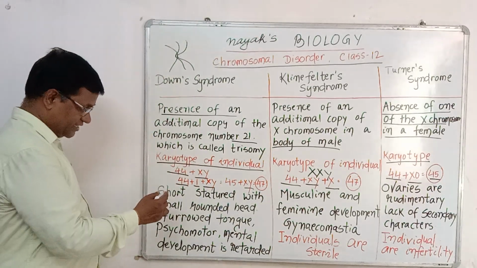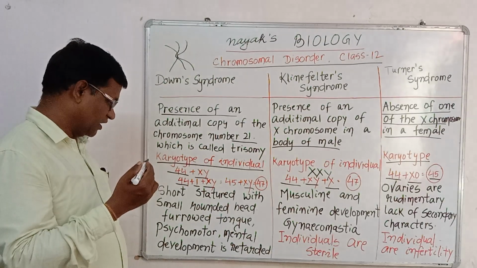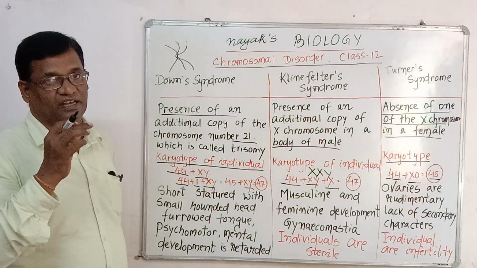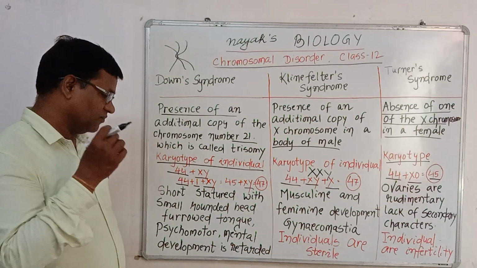What will happen? See, it is a short stature, small height, and a rounded face, furrowed tongue. A long depressed line will develop in the tongue, that is called the furrowed tongue.